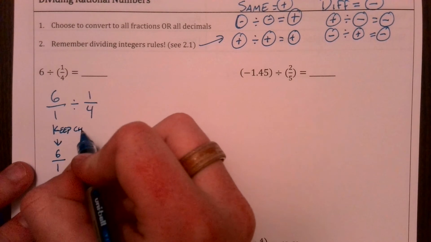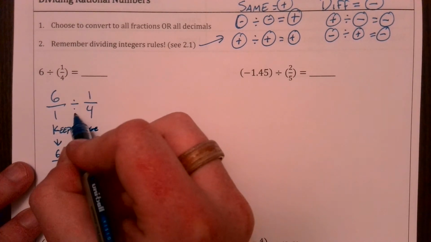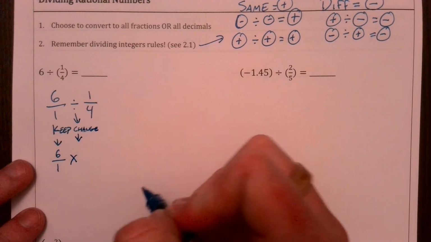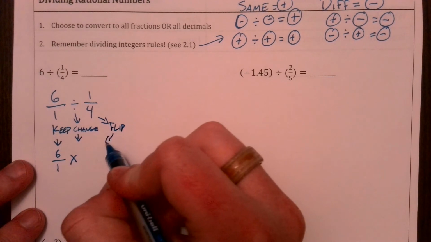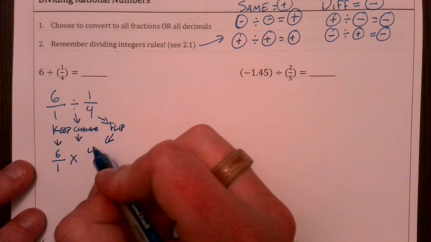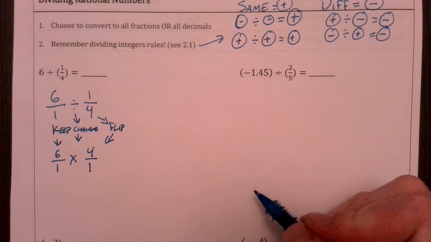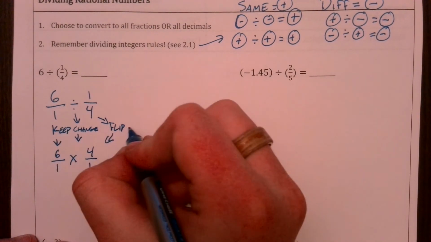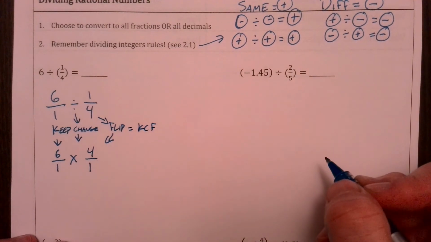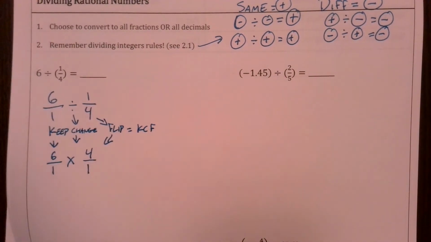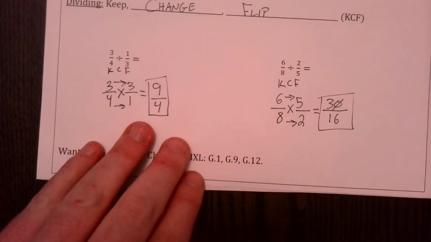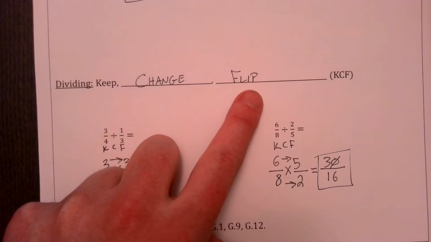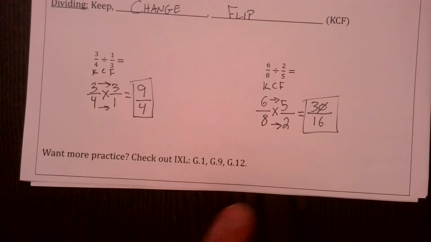We change division to multiplication. And to do that, we flip our last fraction. So then instead of 1/4, I'm going to do 4 over 1. So we keep, change, flip, KCF. Which I believe we also did in the pre-module review. Pre-module review part 1, you talked about dividing fractions, keep, change, flip. Refer to that, and there's some IXL down here if you want to do more practice with that.